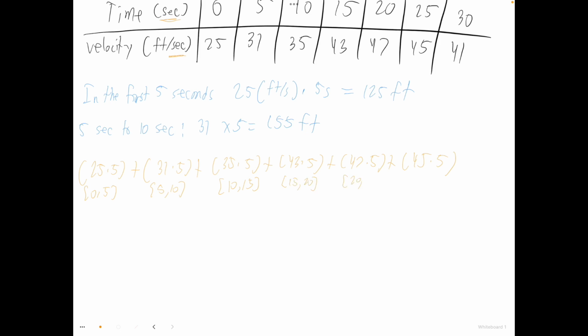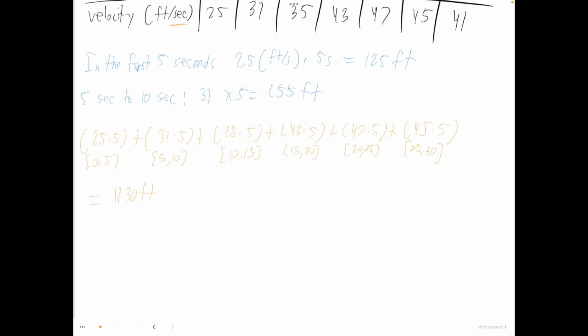This is 20 to 25, and this is 25 to 30. And so if you add all of these up, we get 1,130 feet. Okay, and so we end up going 1,130 feet. But in reality, there was nothing special about assuming we were going the beginning velocity on each of these time intervals. We could have just as easily thought of going the end velocity.